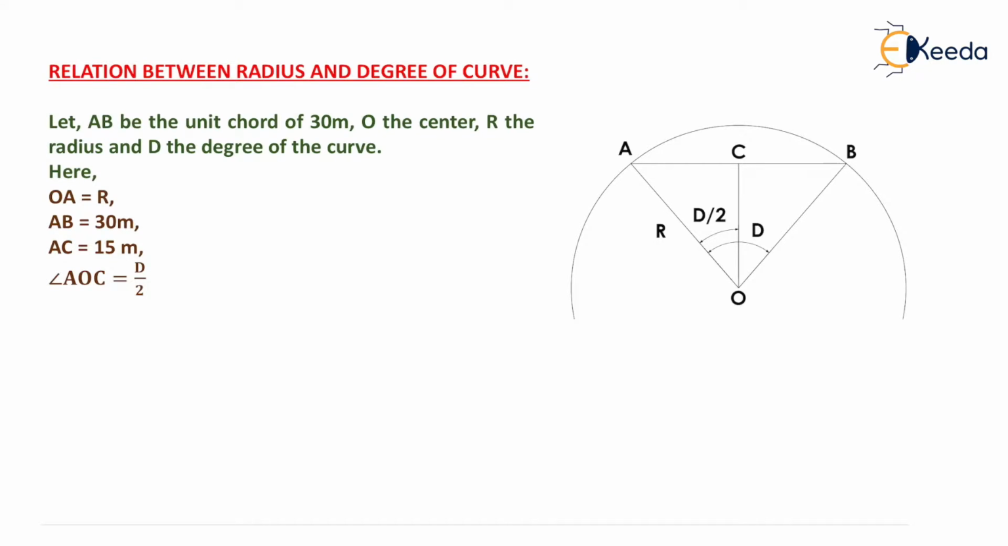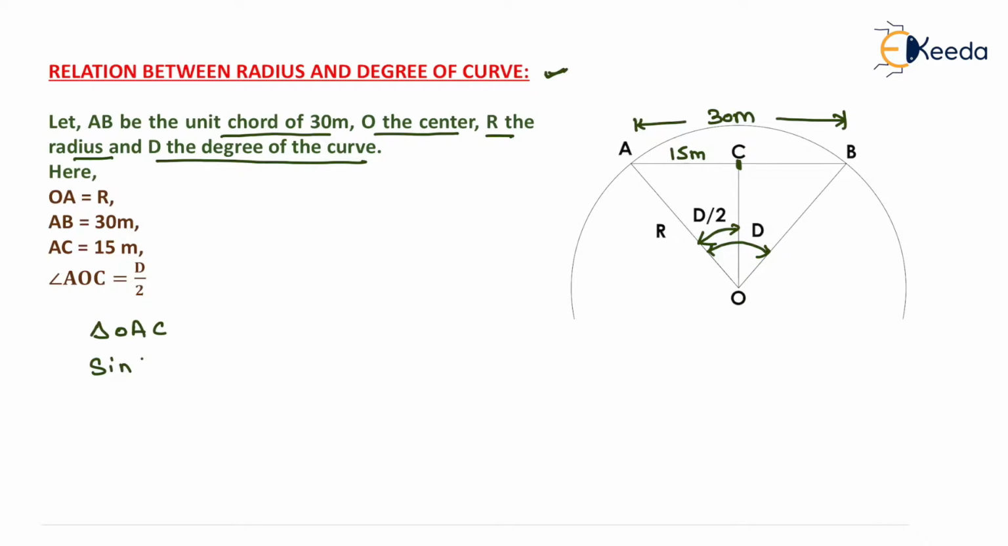Now here the relation between radius and degree of curve is shown. Let AB be the unit chord of 30-meter length. It means that the length of AB is 30 meter, which is shown here. O is the center and R is the radius and D is the degree of curve. Now if this is the degree of curve, then this will be equal to D by 2. Now if AB is 30 meter, then the value of AC is 15 meter because C is the midpoint of AB.